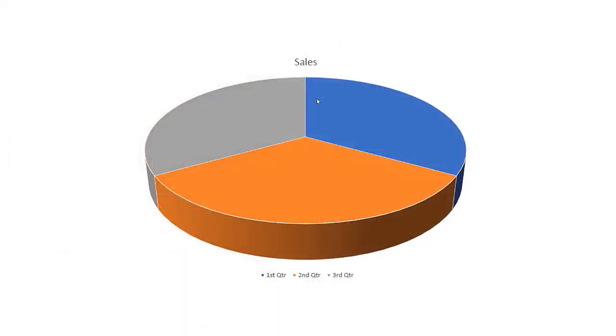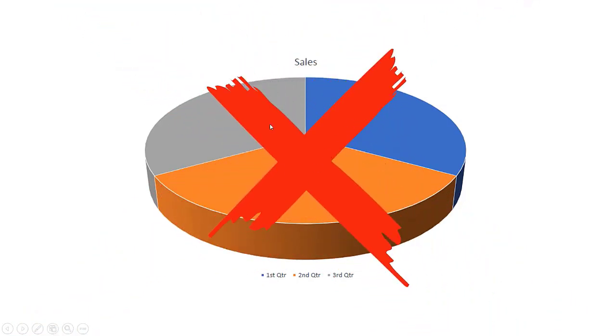This is a 3D pie chart. It looks as if the orange part is bigger, but in fact it is a visual error. Actually, the three parts are the same and equal, but when we use the 3D chart, it creates a visual error and looks as if the orange part is bigger. So never use 3D pie charts.